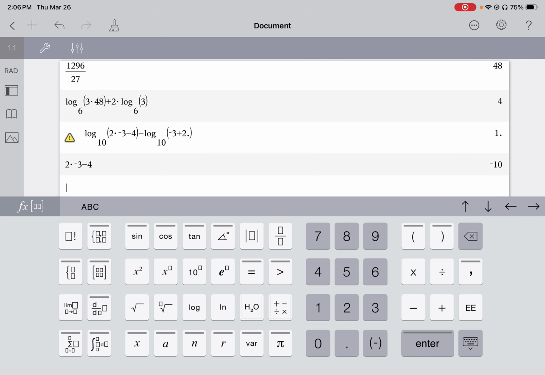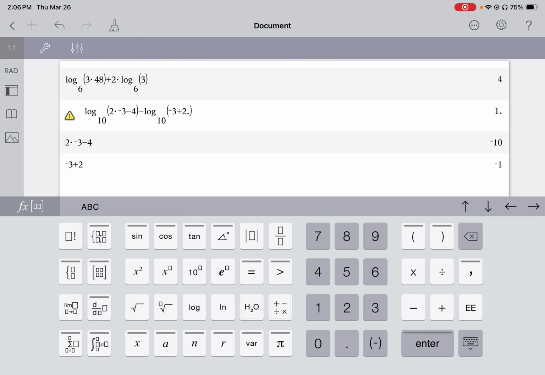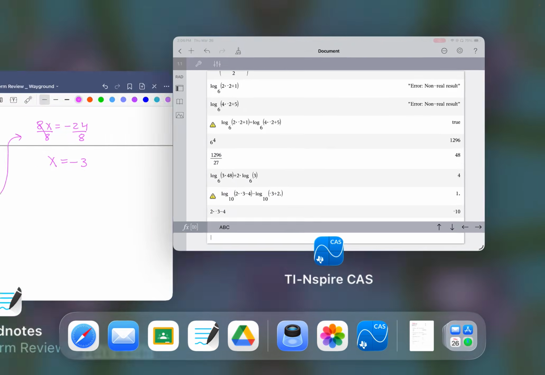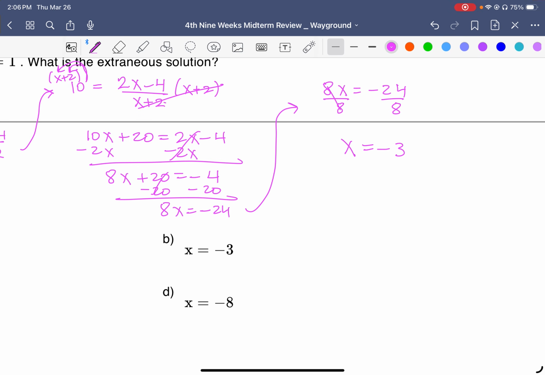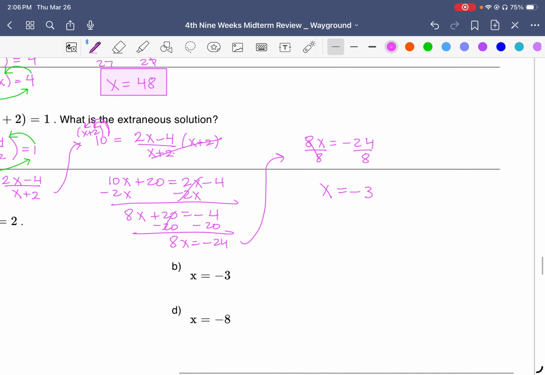And you get negative 10. And in the other one, you get negative 3 plus 2, and you get negative 1. Both of those arguments end up being negative. That you cannot have. Okay, so now we know definitively that this is not a correct solution. So I'm going to cross it out. I'm going to write the word extraneous on there.